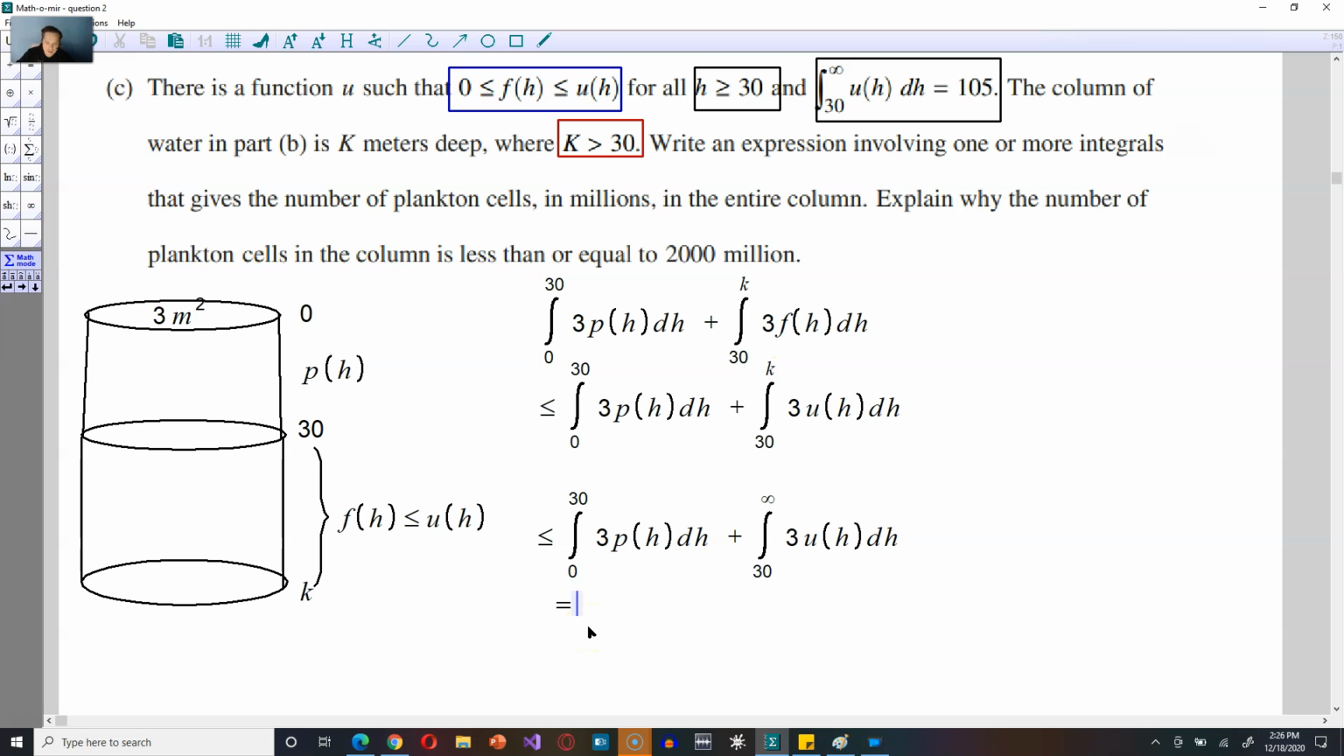We already found the first part to be 1675. The other one we found to be 105, but because you're multiplying by 3 in this position, this red 3, it's really 3 times 105. So when you add all of this up, this turns out to be 1990, which is certainly less than 2,000 million. So that proves the answer to the last question.